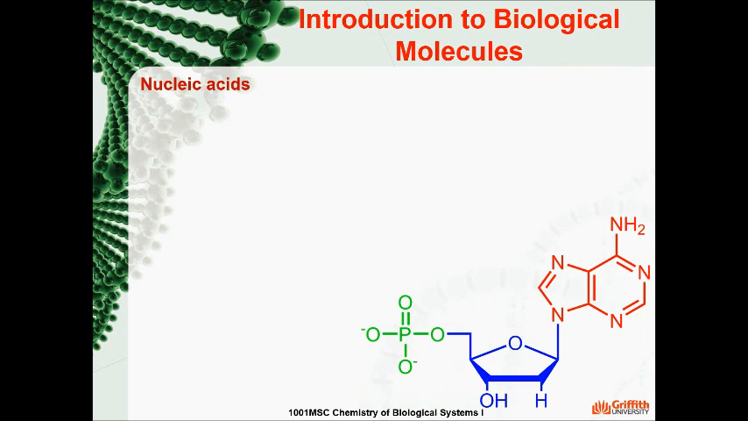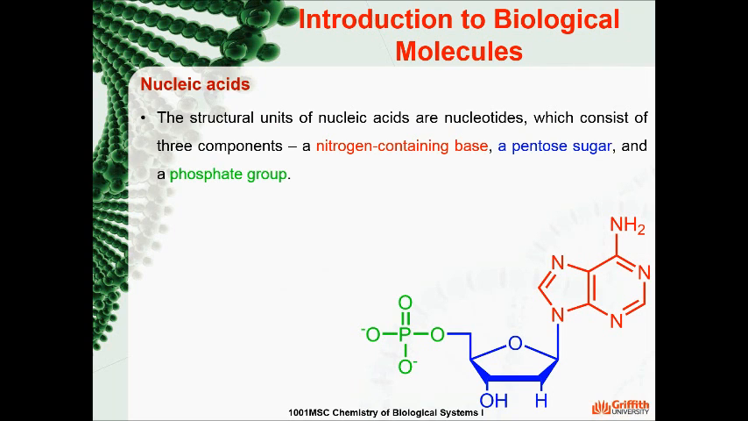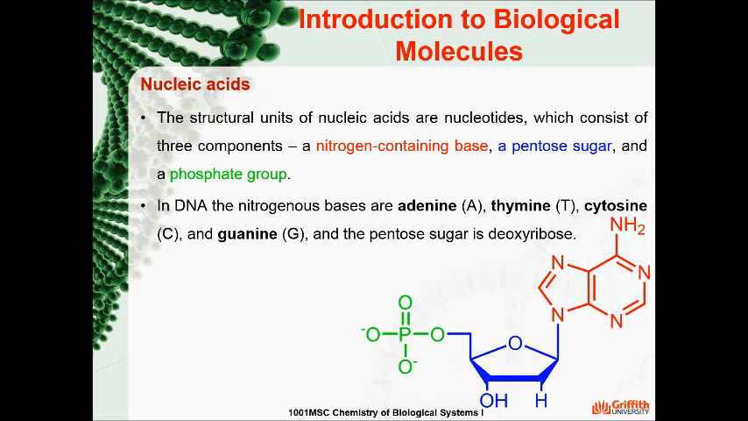The building blocks for nucleic acids are the nucleotides, which consist of a nitrogen-containing base, a pentose sugar, and a phosphate group. In DNA, the nitrogen bases are adenine, thymine, cytosine, and guanine, and the pentose sugar is deoxyribose. The carbons in the pentose sugar are numbered as 1', 2', 3', 4', and 5'. The sugar is called deoxy, which means it is missing an oxygen atom on carbon 2'.